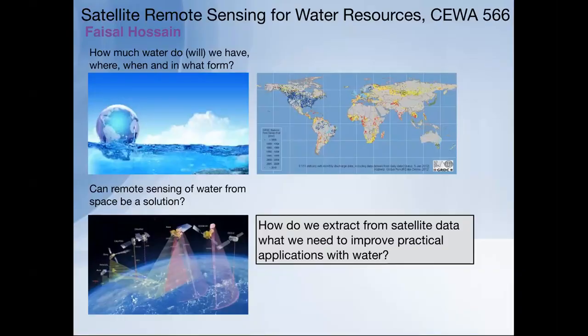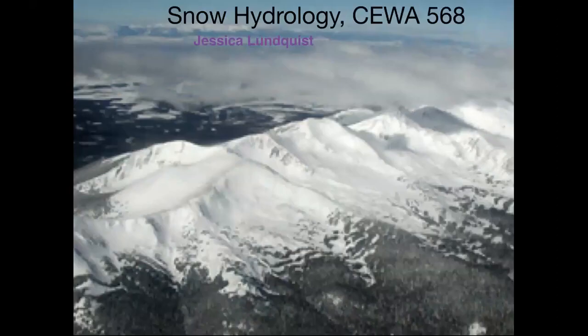If you start thinking about more in global scale, Faisal Hossain teaches satellite remote sensing for water resources, where you use basically satellite data to figure out in what form does water exist, and can remote sensing be used to get data at locations where we are data starved, like in developing nations. Jessica Lundquist teaches snow hydrology, and the focus of snow hydrology is to understand the cycle of snow cap development and then melt seasonally, and how does it change the watershed system in the Pacific Northwest and elsewhere.